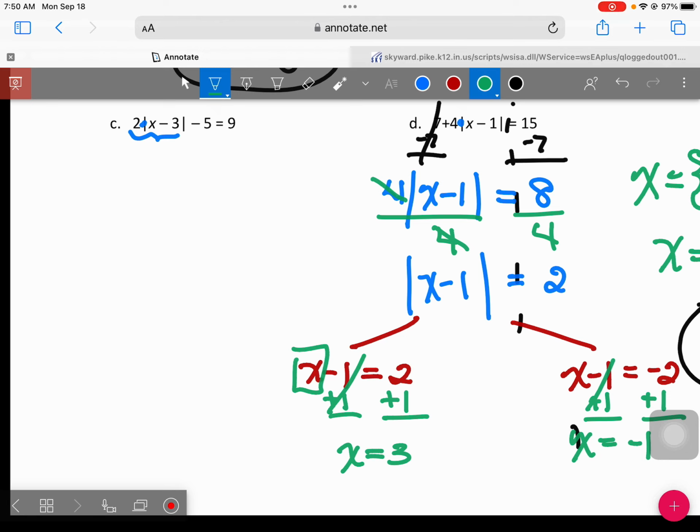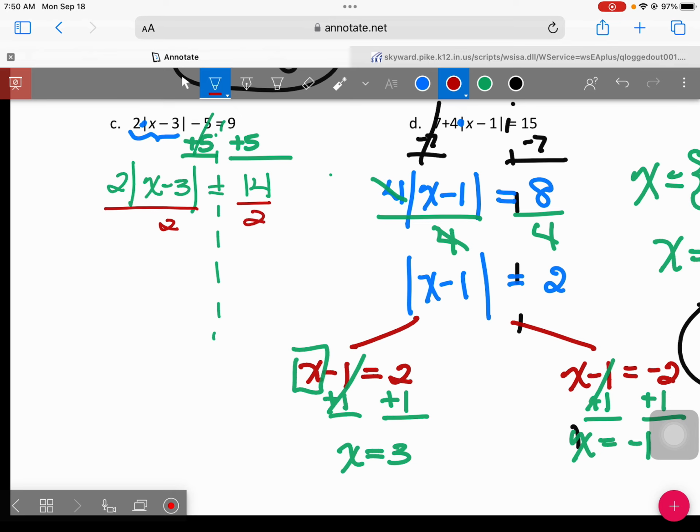I'm going to undo this subtraction of 5 by adding 5. Make sure when you are doing that, you are on opposite sides of the equal sign. So 2 times the absolute value of x minus 3 is equal to 14. I'm trying to get that whole absolute value isolated, so I'm going to divide by 2. The 2s simplify out. The absolute value of x minus 3 is equal to 14 divided by 2, which is 7. Now I've isolated it.